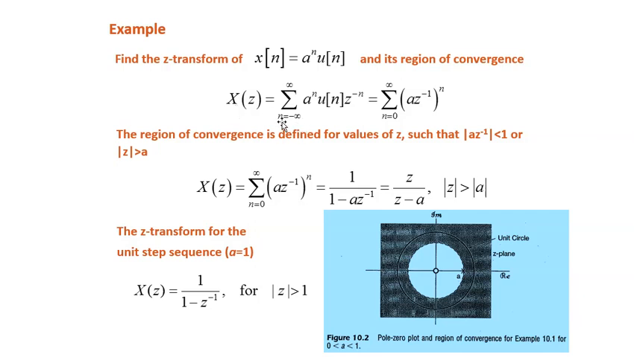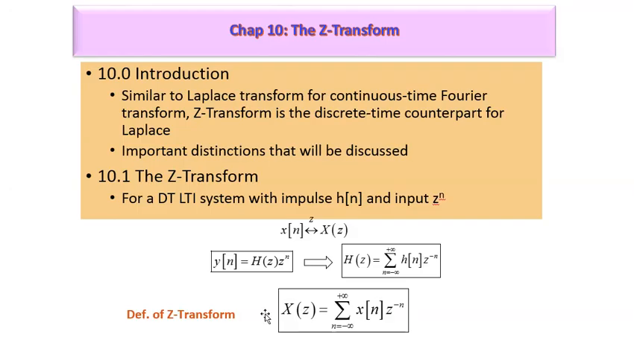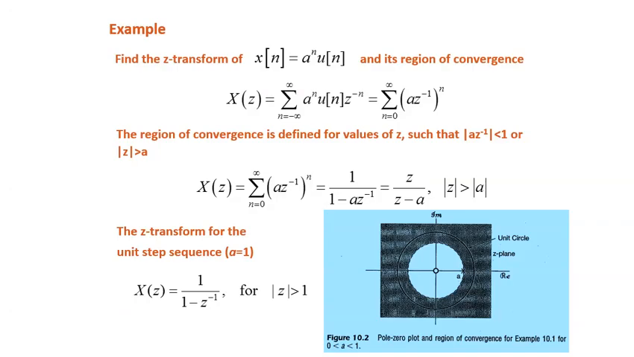you will say X of z will be the sum from minus infinity to infinity of a to the power of n u[n] z to the power of minus n, because of the definition. Let me show you the definition again. X of z is the sum from minus infinity to infinity of x of n z to the power of minus n. So in this example, what is x of n? x of n is a to the power of n u[n], and here is z to the power of minus n. So we have to find this sum.